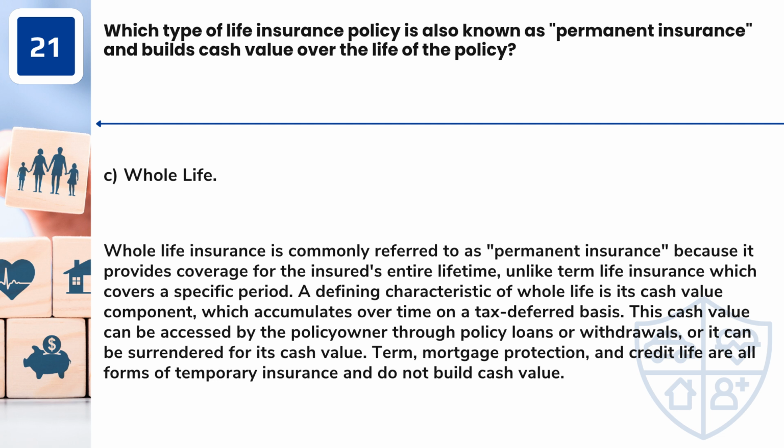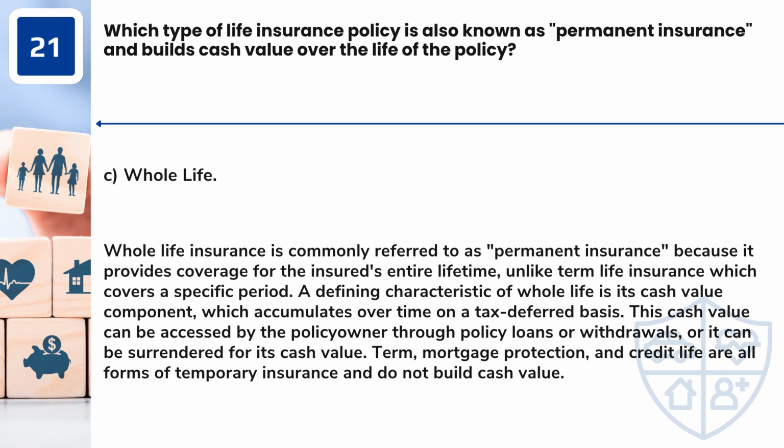Whole life insurance is commonly referred to as permanent insurance because it provides coverage for the insured's entire lifetime, unlike term life insurance which covers a specific period. A defining characteristic of whole life is its cash value component, which accumulates over time on a tax-deferred basis. This cash value can be accessed by the policy owner through policy loans or withdrawals, or it can be surrendered for its cash value. Term, mortgage protection, and credit life are all forms of temporary insurance and do not build cash value.